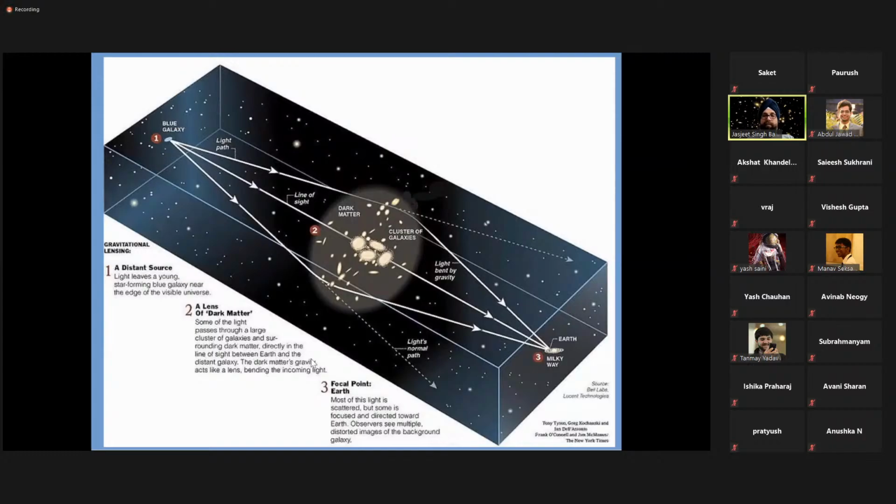We have an observer either at the Earth or in orbit around the Earth. The light from the source is bent by some intermediate concentration of mass, and as a result, we end up seeing the same object in different directions in the sky. Of course, all the angles here are highly exaggerated, because deflection angles are typically in arc seconds. But nevertheless, one can see multiple images of the same background source.